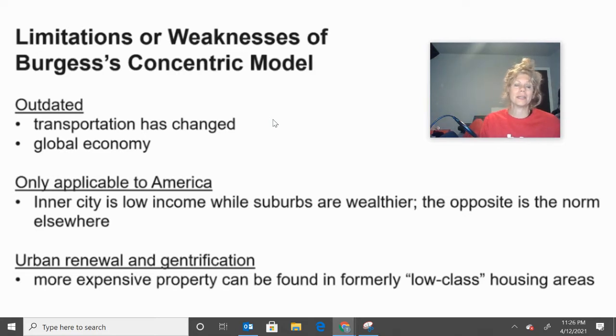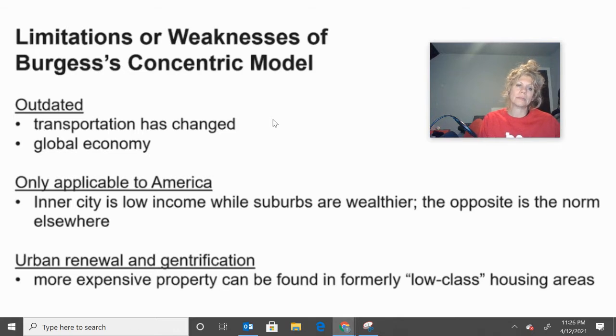And another thing is that it is only applicable to American cities, because the inner city is generally where we used to see low income, where we have suburbs have become more wealthier. And the opposite is the norm in other parts of the world. It is not set up where you have the suburbs represent your wealthier population.